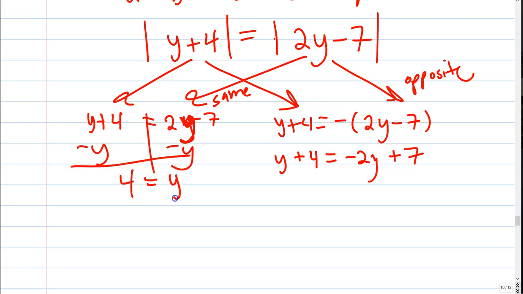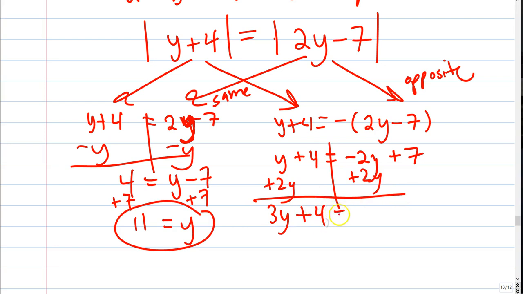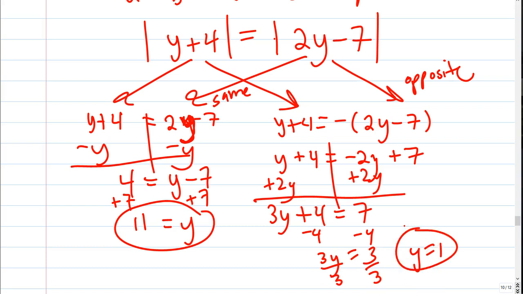4 is equal to y minus 7. Adding the 7, y equals 11. Over here, we're going to add 2y. So we have 3y plus 4 equals 7. 3y is equal to 3, dividing so that y equals 1. Maybe. It's very rare, but there are times that you end up with an extraneous solution.